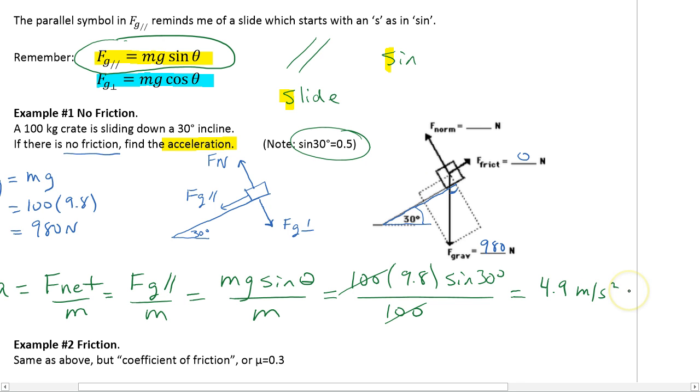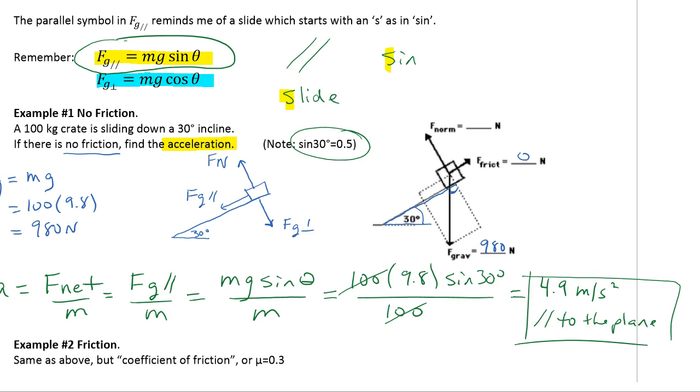And what direction will that be? Parallel to the plane. In fact, most of these inclined plane questions, I'm pretty happy if you just say 4.9 meters per second squared. That's enough. I'm not too picky about the direction on those ones.